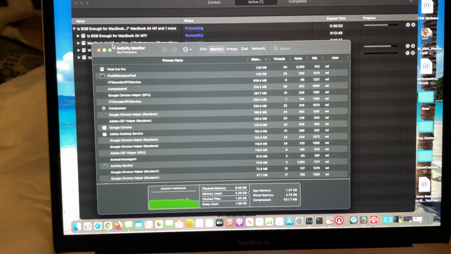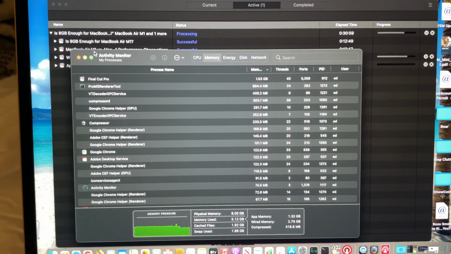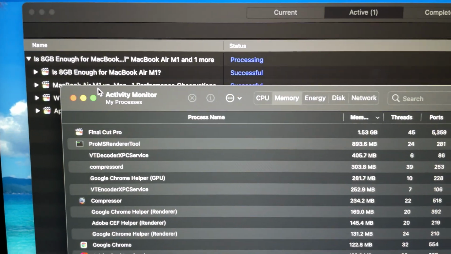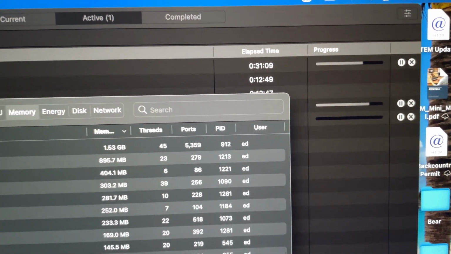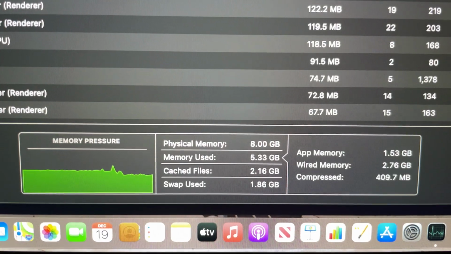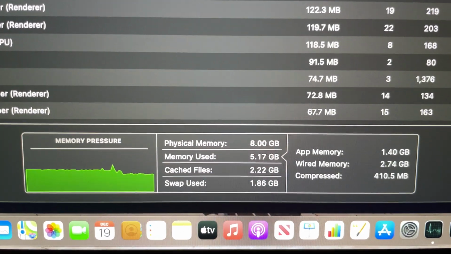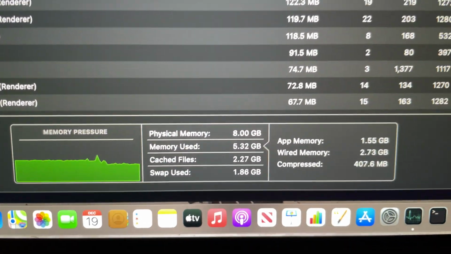Hey y'all, iRig Sky here, and this is a MacBook Air M1 with 8 gigs of memory and a 512 gig SSD. I wanted to show you the memory utilization while I'm exporting a few 4K video projects out of Compressor. It's doing them one by one, they're in the queue. You can see my physical memory is 8 gigs, memory used is 5.33 gigs, cached files 2.22 gigs, and swap is 1.86 gigs.